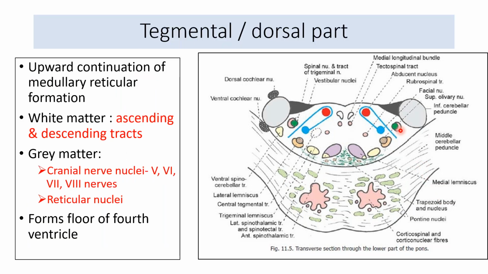Now we come to the dorsal part, which is the tegmental part. The dorsal part is the upward continuation of the medullary reticular formation. The white matter over here has the ascending and descending tracts. The gray matter is concentrated in the form of the cranial nerve nuclei. This is the fifth cranial nerve nucleus, this is the sixth, abducent, this is the seventh, and the eighth, the vestibular and cochlear components of the vestibulocochlear nerve. And this is the fourth ventricle; the tegmental part is in relation to the fourth ventricle.